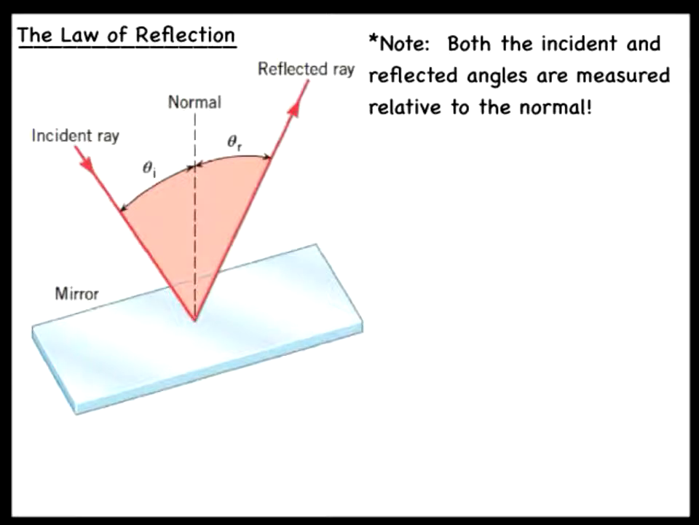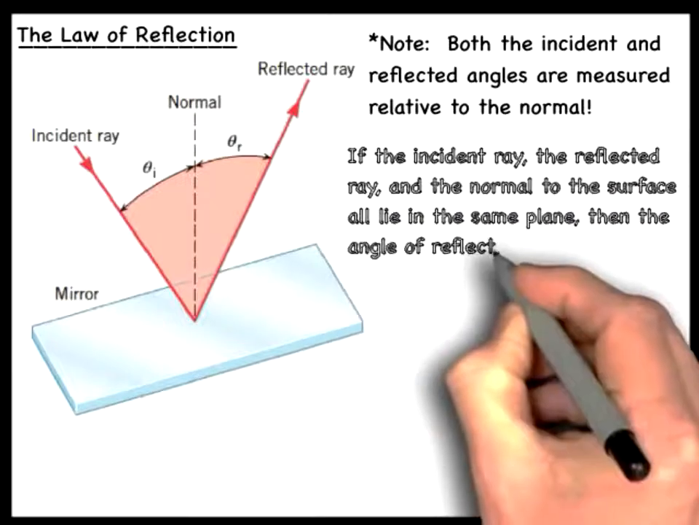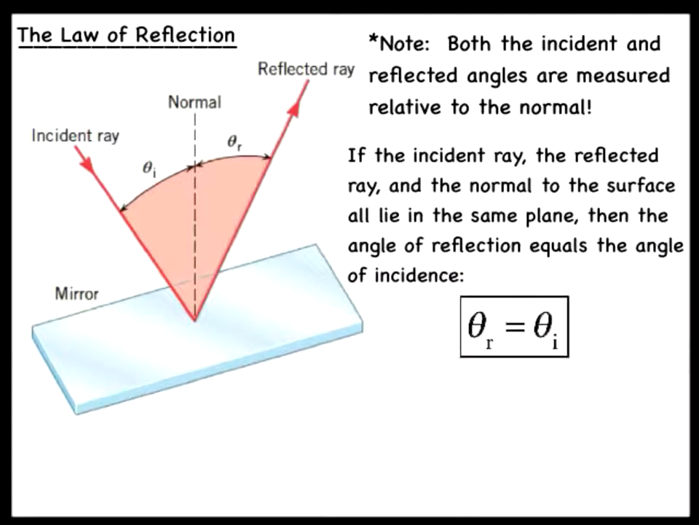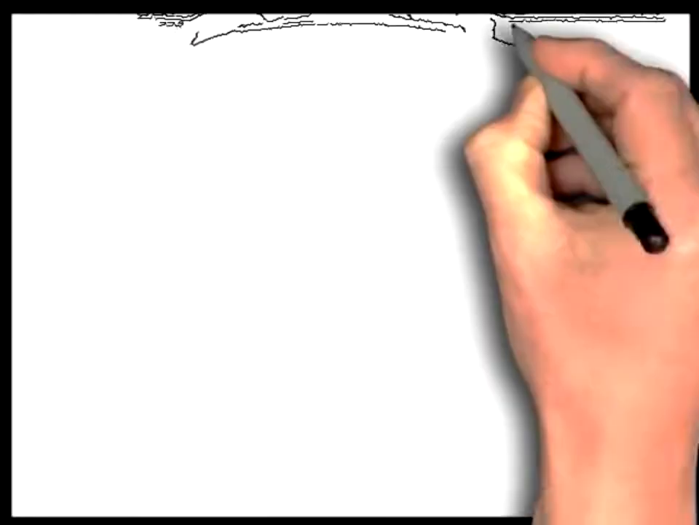The law of reflection describes the behavior of the incident and reflected light rays. If the incident ray, the reflected ray, and the normal to the surface all lie in the same plane, then the angle of reflection equals the angle of incidence.